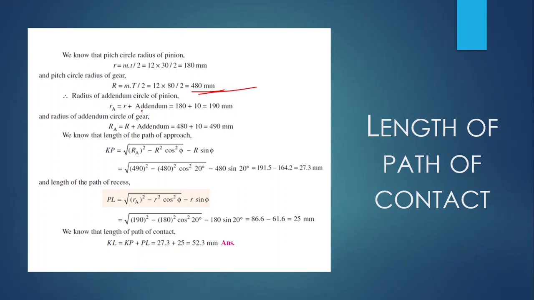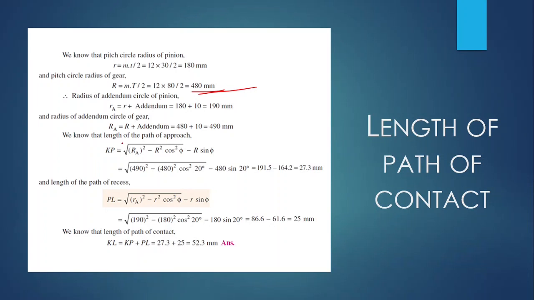Addendum circle radius is equal to pitch circle radius plus addendum. Addendum means the difference between addendum radius and pitch circle radius. So the addendum radius is equal to pitch circle radius plus addendum. Addendum is already given in the question as 10 mm. Then addendum circle radius, small letter RA, is equal to 180 plus 10, 190 mm. Similarly, capital RA is equal to 480 plus 10, that's equal to 490 mm.